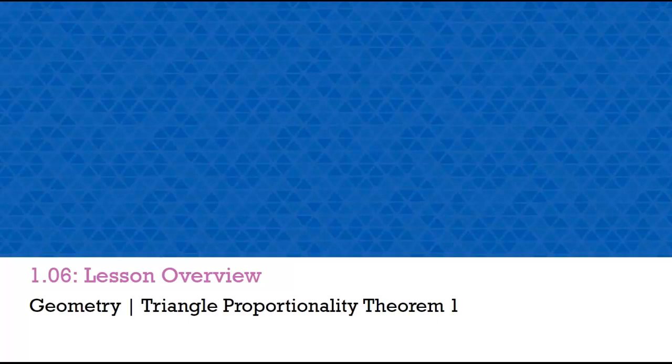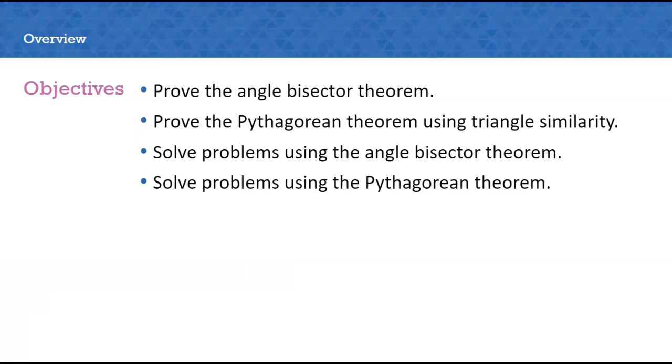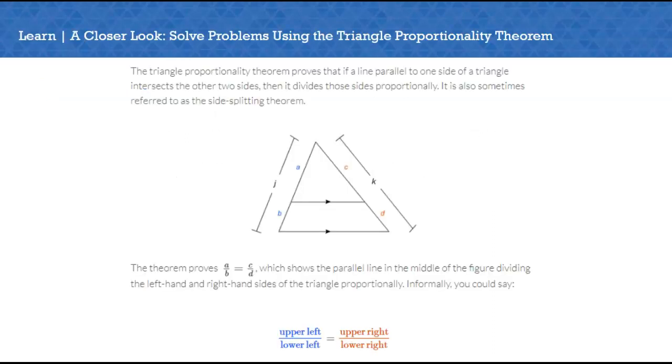To the lesson overview 1.06 Triangle Proportionality Theorem Part 1. In this video we're going to prove the angle bisector theorem and prove the Pythagorean theorem using triangle similarity. We're going to solve problems using both the angle bisector theorem and the Pythagorean theorem.